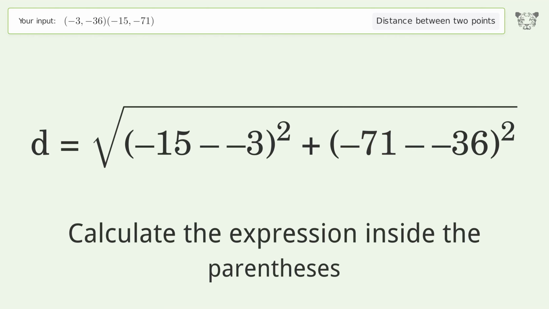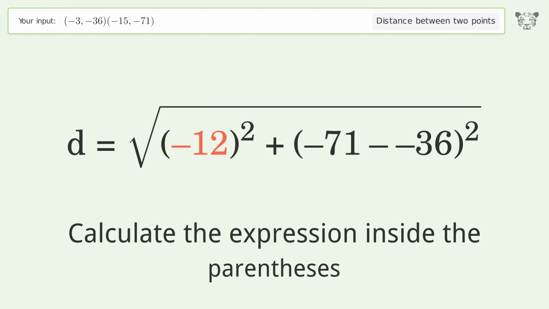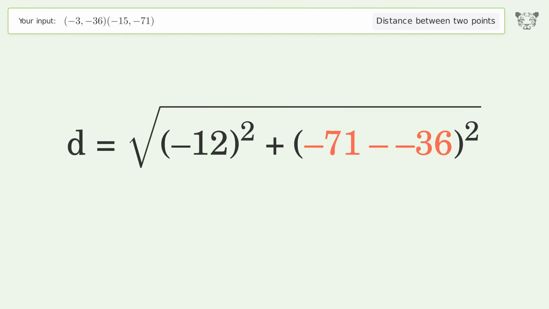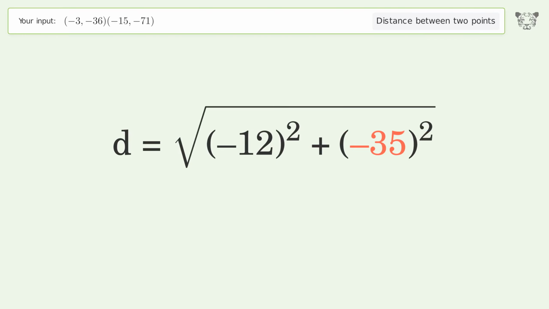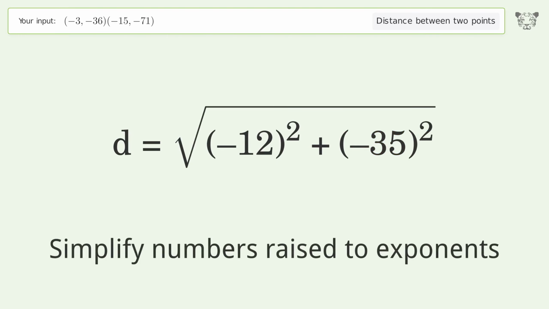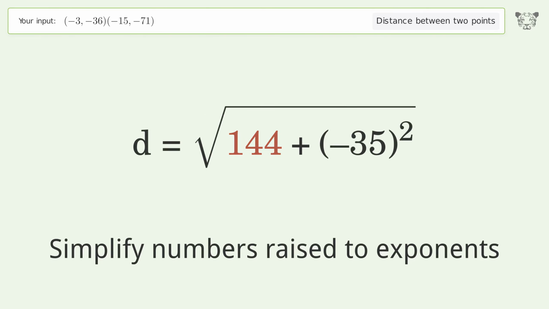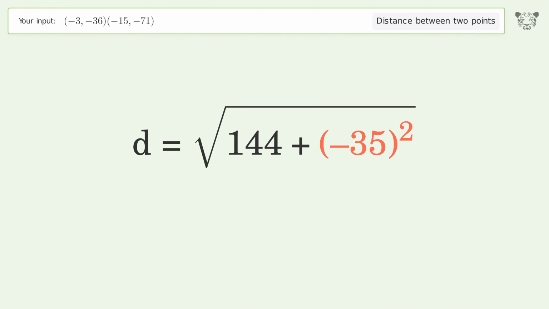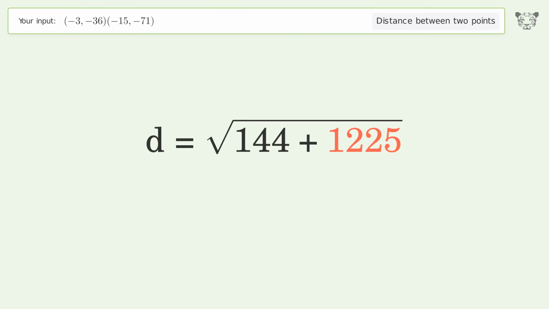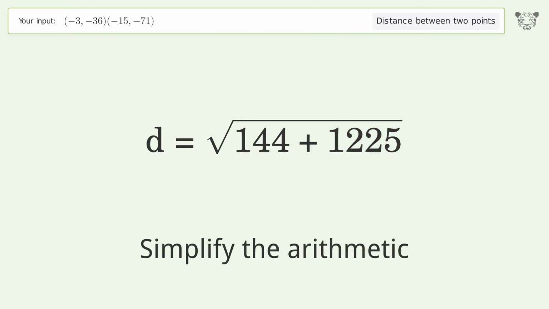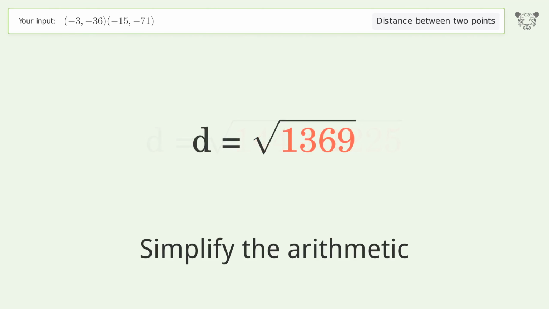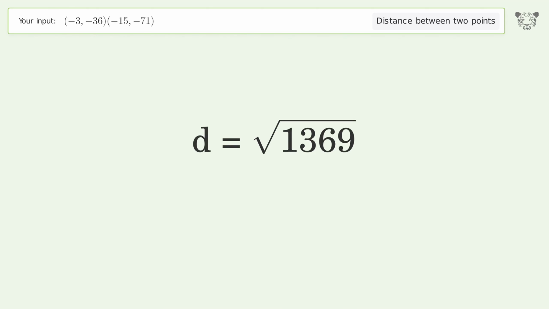Calculate the expression inside the parentheses. Simplify numbers raised to exponents. Simplify the arithmetic. And so the distance between the 2 points is the square root of 1,369, or 37.